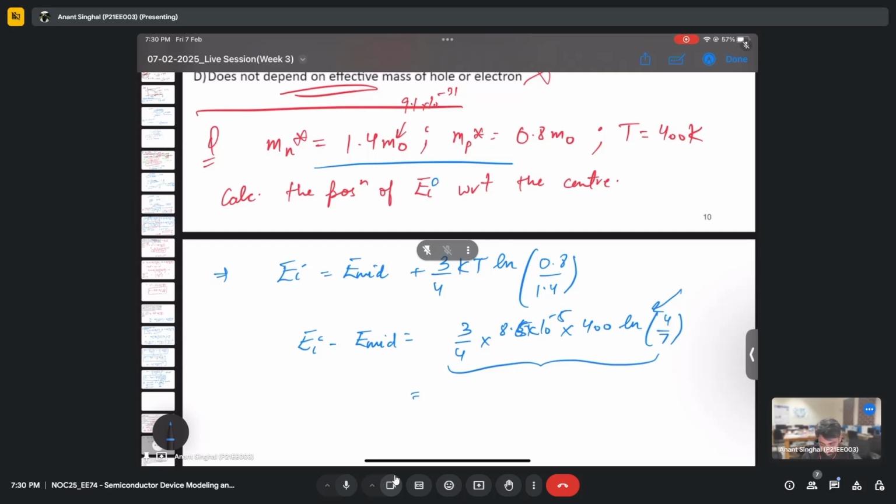So this is minus 3 by 4 times 8.6 times 10 to the minus 5 times 400 times ln of 4 by 7. Okay, I need to use a calculator for this. I cannot do it manually. 4 divided by 7, ln of this, multiplied by the rest.